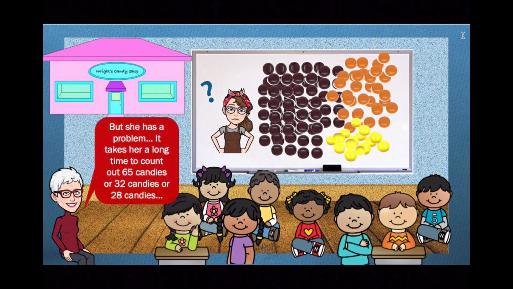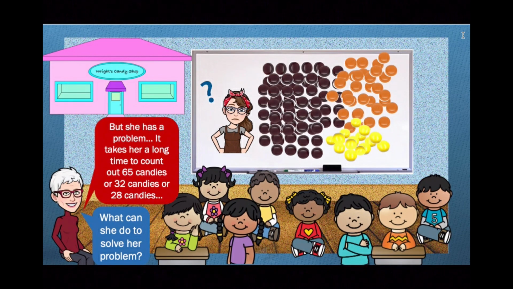But she has a problem. The customers have to stand in line a long time while she counts out the candies they want to buy. It takes her a long time to count out 65 candies, or 32 candies, or 28 candies. Her customers have to stand in line so long. Mrs. Wright realizes that she has a problem. What can she do to solve her problem?